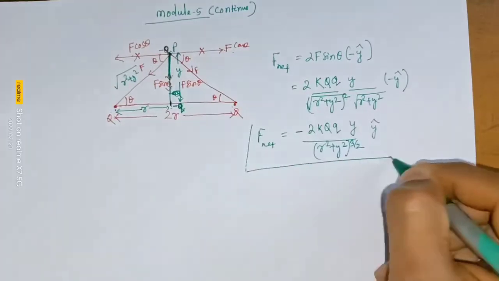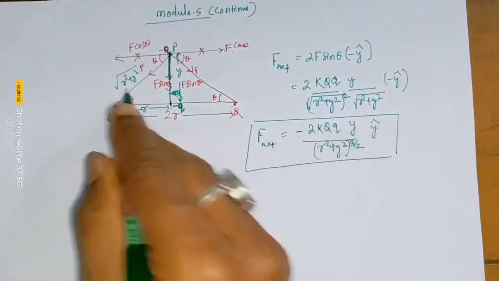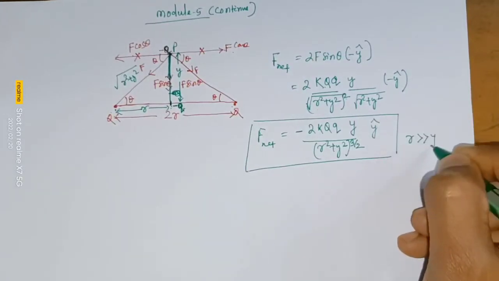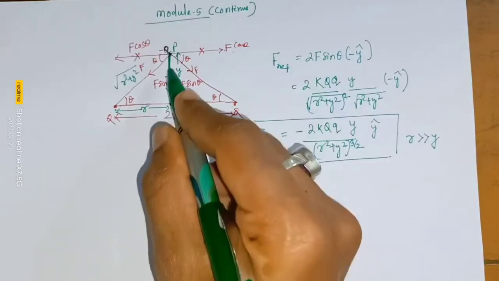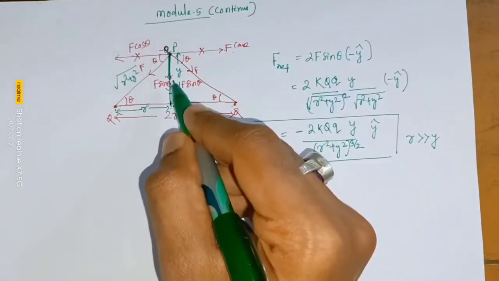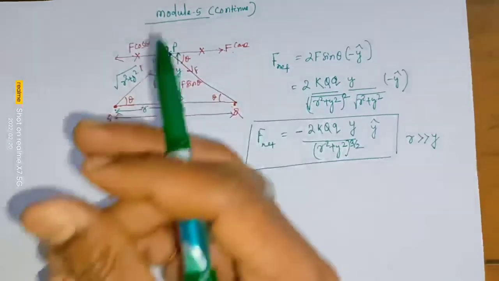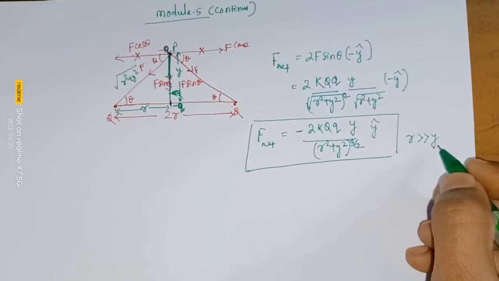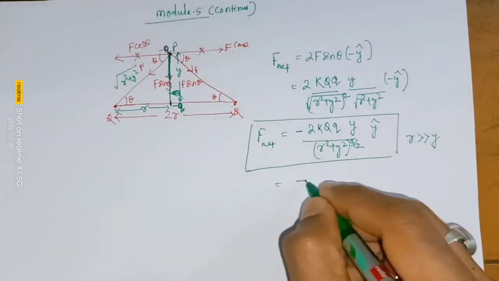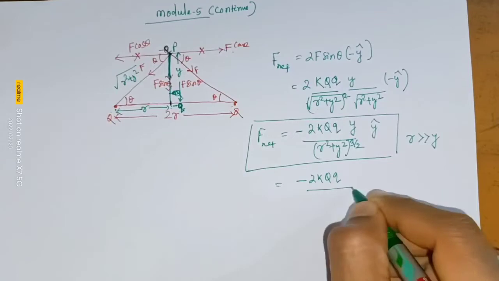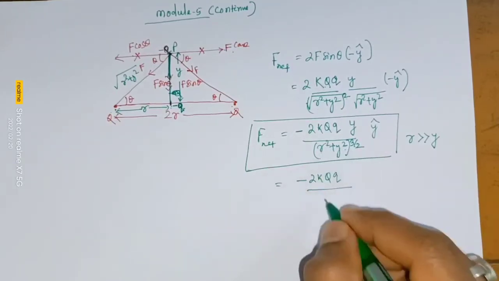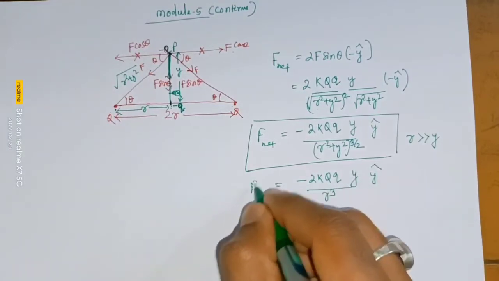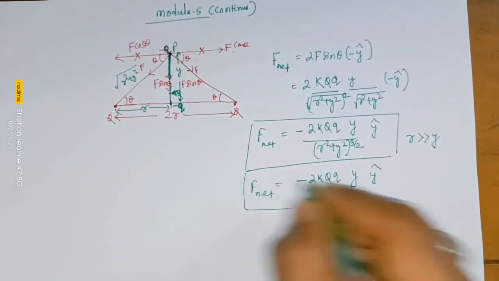If you observe carefully, I will assume a condition that r is much greater than y. It means the displacement may look large, but the displacement is not that large, a very small displacement, which in real sense happens. That's why r is much greater than y. So I can ignore this y, so r square becomes r cube, and the net force is 2kqQ y over r cube in the y cap direction. This is my net force.